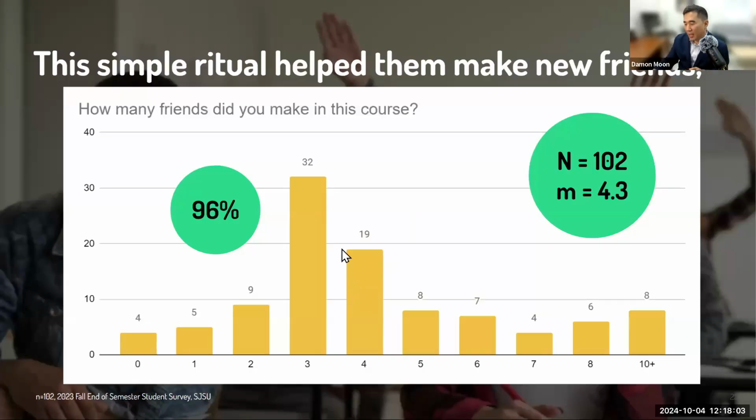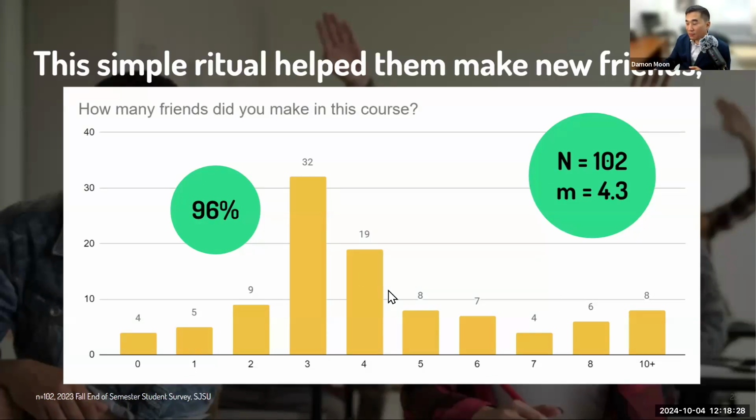I ran some stats after a survey. I ran some surveys after the class is over, and these are the questions that I asked. The simple ritual, what did it do for them? One of the questions that I asked them is, okay, how many friends did you make in this course? And 96% of students say they made a new friend. And on average, they're making 4.3 friends a semester.